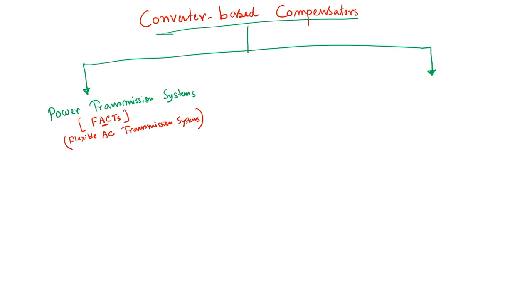In fact, you might have heard this terminology in basic power system course as well. So, these are the power electronic converter based compensators which are traditionally used in power transmission systems. Similarly, we have some converter based compensators which are used in power distribution systems. These devices are often called custom power devices, CPD. The full form of it is custom power devices. They are also power electronic based compensators, they are also converter based compensators, but they are used in power distribution systems.